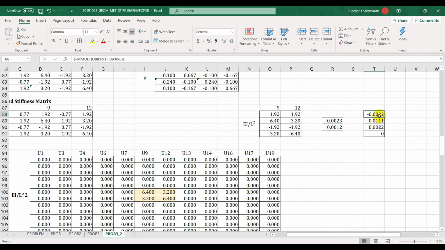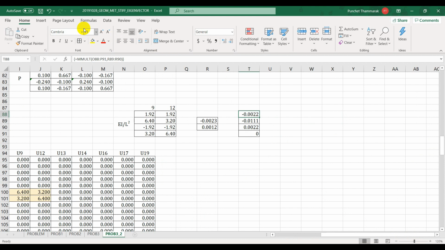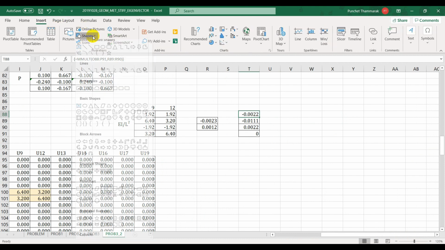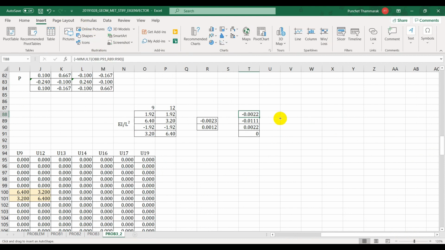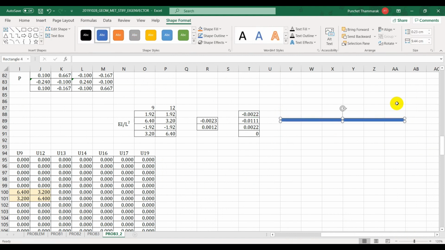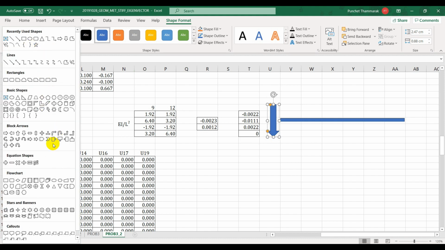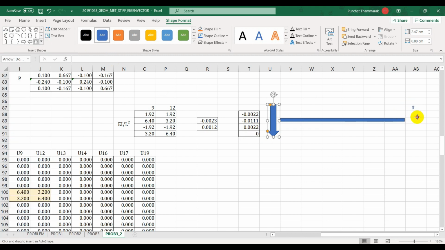So negative means the reaction, let me draw. The reaction is going to the minus y side. So here is your beam. You have no moment. Over here, this is the shear force that is acting on your beam on the left side, and on the right side it goes up like that.